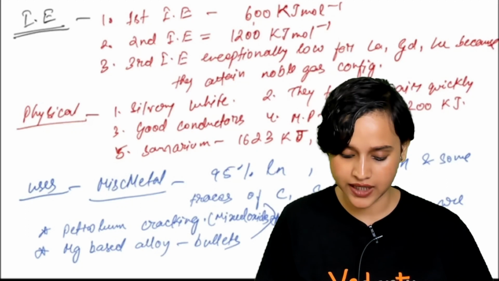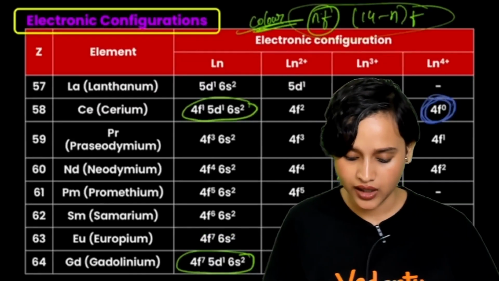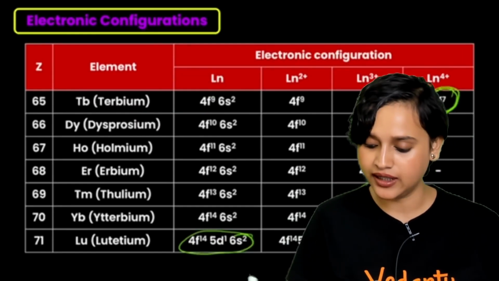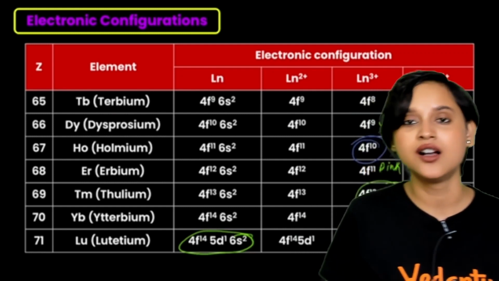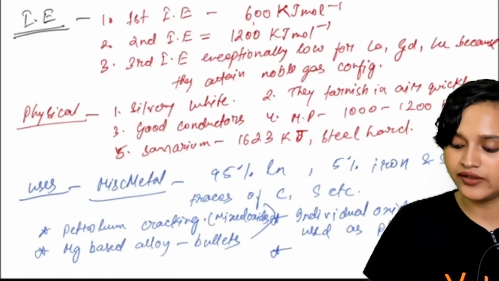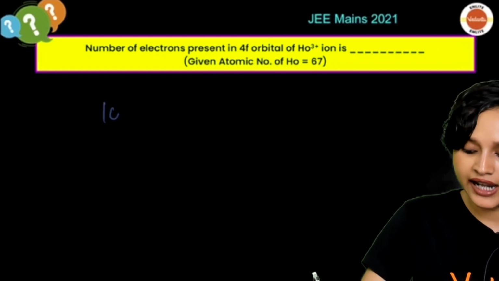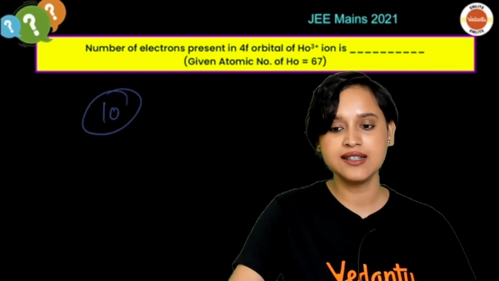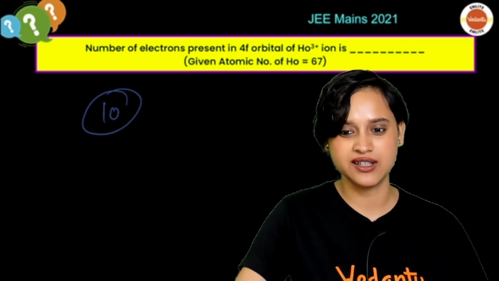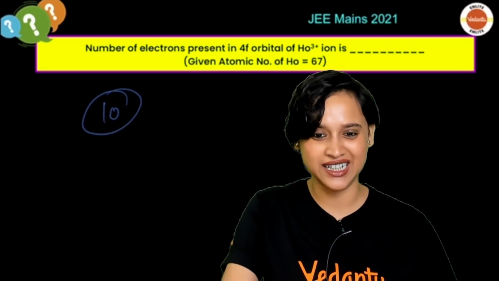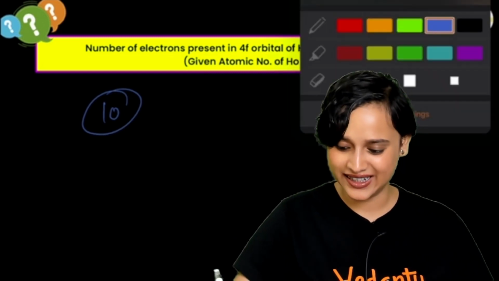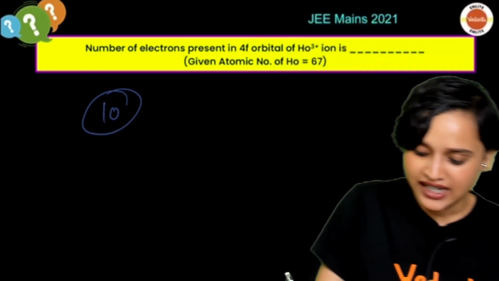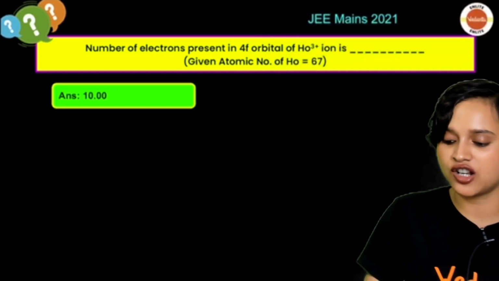Where is Ho3+? Ho3+ here. See, Ho3+ is 4f10. So what do we write? We write 10 electrons. Correct, everybody? I'm pretty sure that you are not able to see the blue color, are you? I don't think so. Alright, let me write that down here. 10 electrons are present, guys.